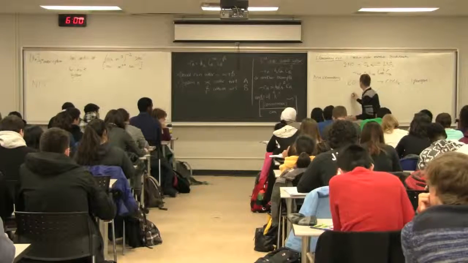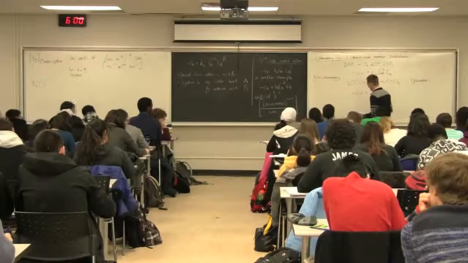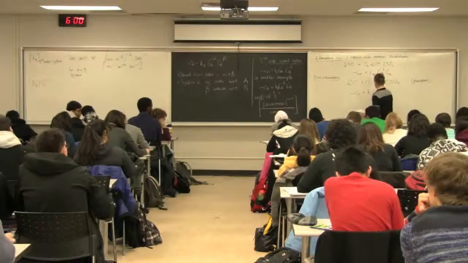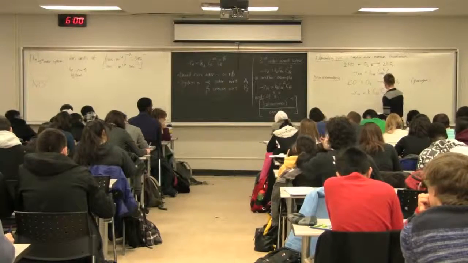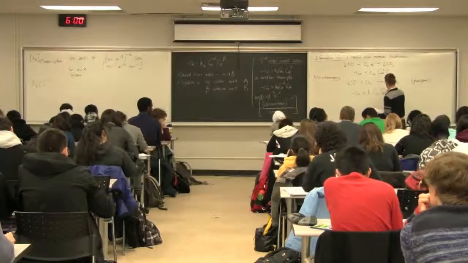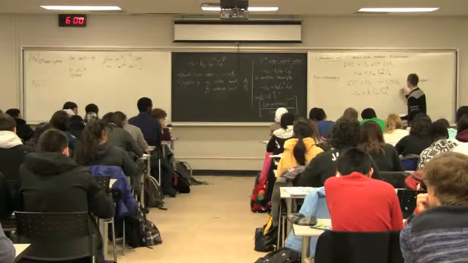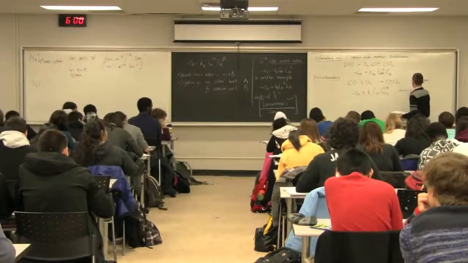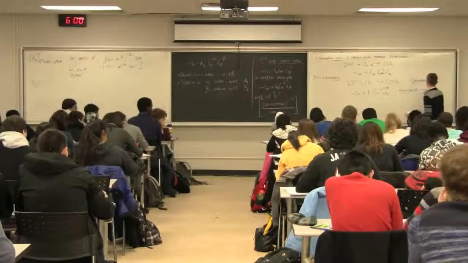So its rate expression, minus r_CO, is non-elementary. It's k_CO times C_CO times the concentration of chlorine to the power 1.5. We call this a 5-halves overall order reaction.